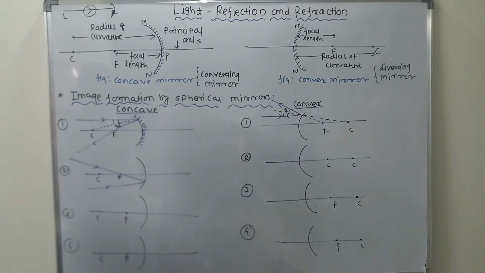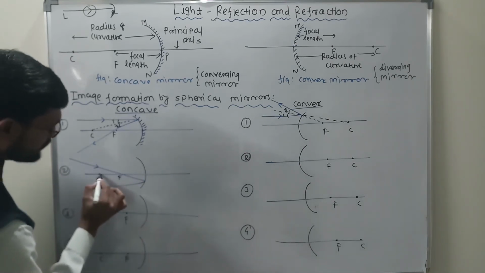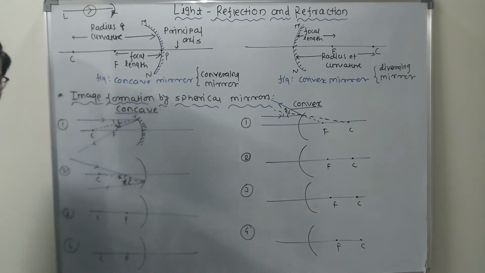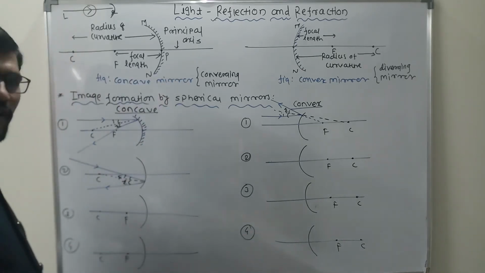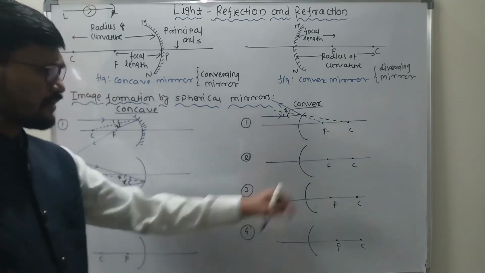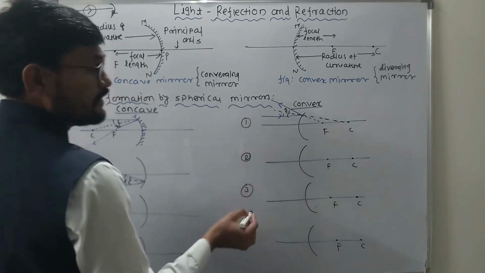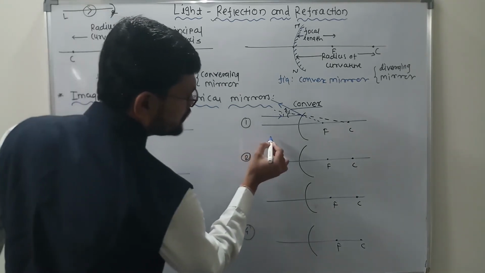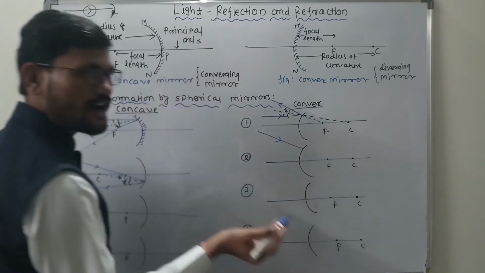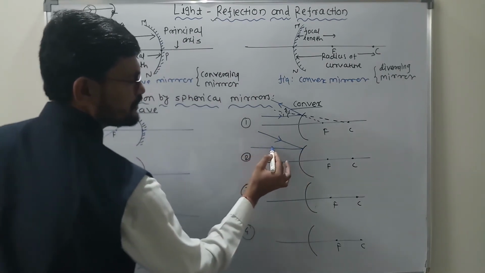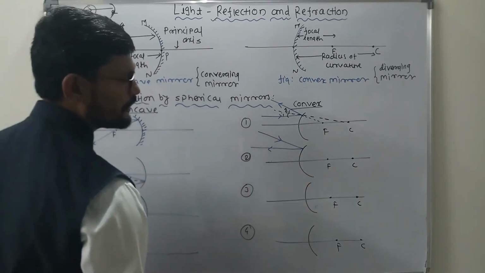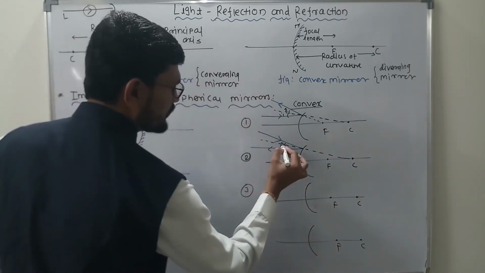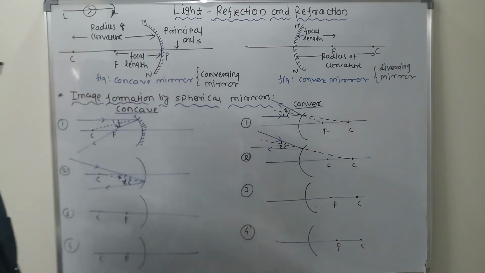So this is the reflected ray. Now again, if you want to measure it, this becomes the angle of incidence and this becomes the angle of reflection. Is it clear? Yes. Now similarly for the third case, in the convex mirror, if the light is directed toward the focus, after reflection it will travel parallel to the principal axis. Clear? And if you want to draw the angle of incidence and angle of reflection, this becomes the angle of incidence and this becomes the angle of reflection.